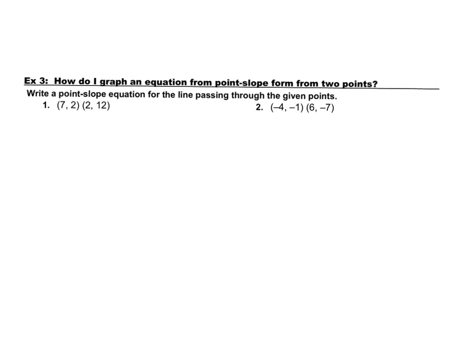All right, example number 3. How do I graph an equation from point slope form when you've got 2 points? So let's just start with this. y minus y1 is equal to m times x minus x1. All right, so we need to have the slope. We're not given the slope here, but we can find the slope.